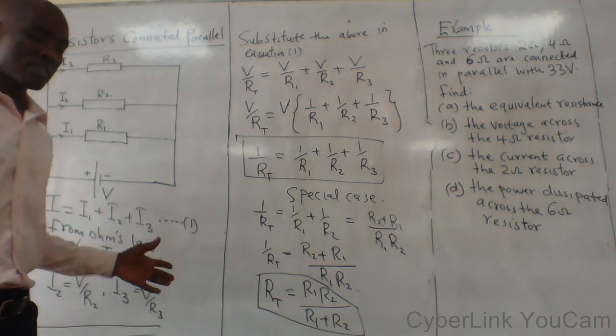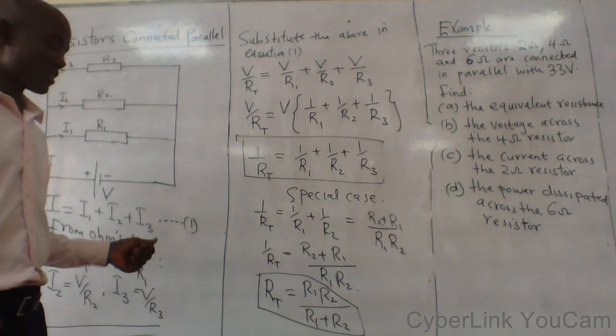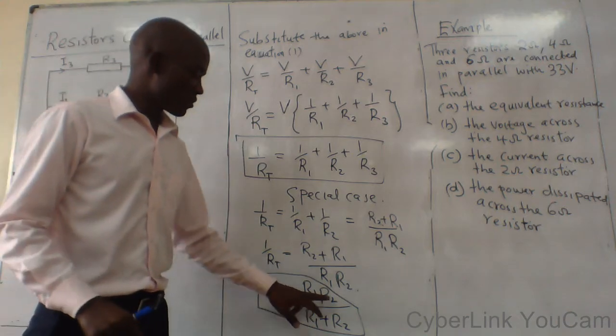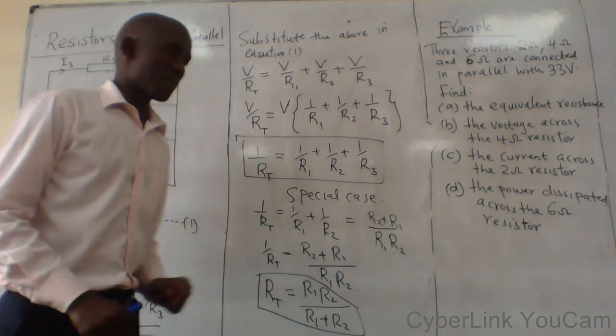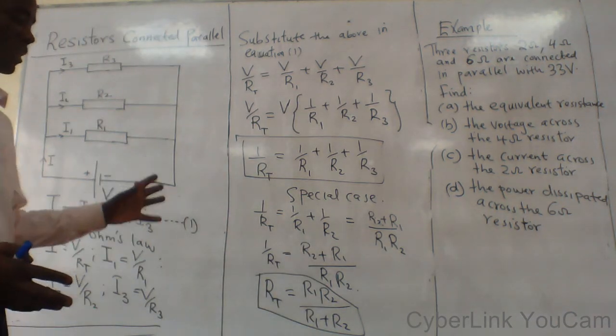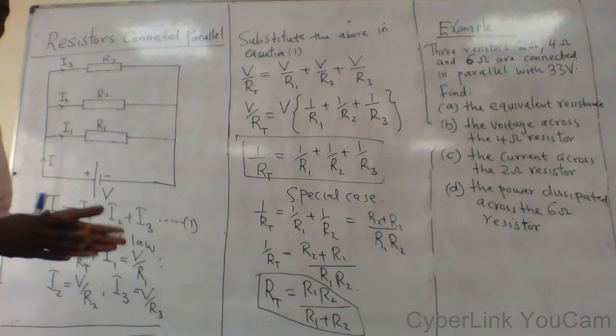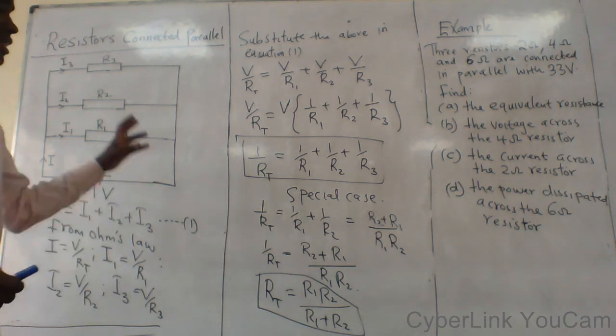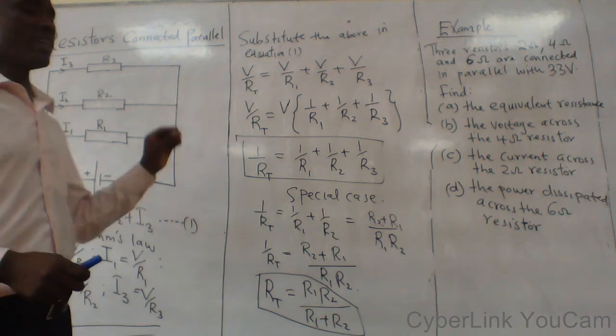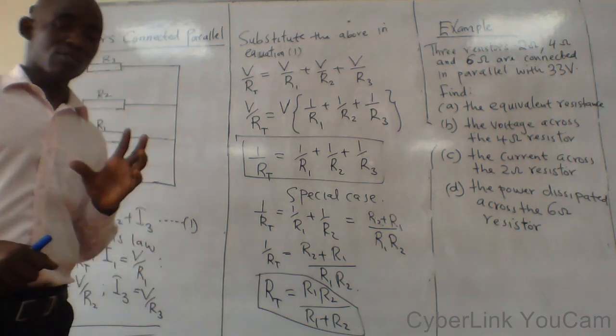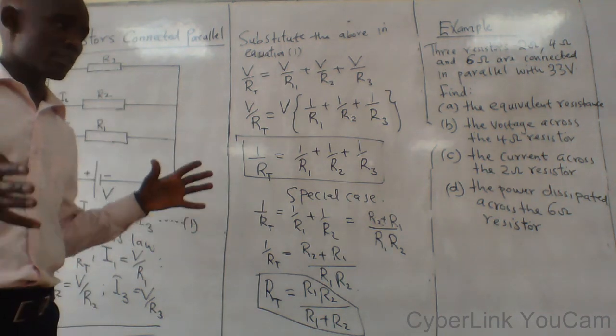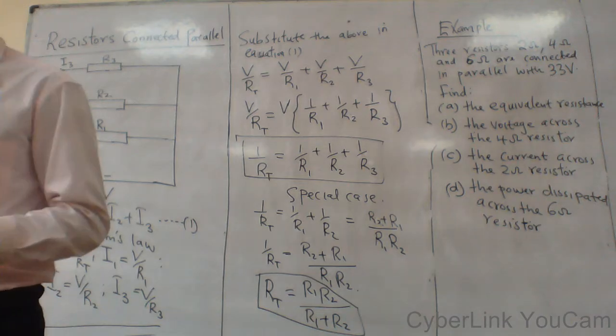If you have two resistors in a circuit and you want to get the total resistance, you take the product of the two resistors and divide it by the sum. So we call it product over sum. So we have generated the general formula for determining the total resistance for resistors connected in parallel. We shall now look at an example.